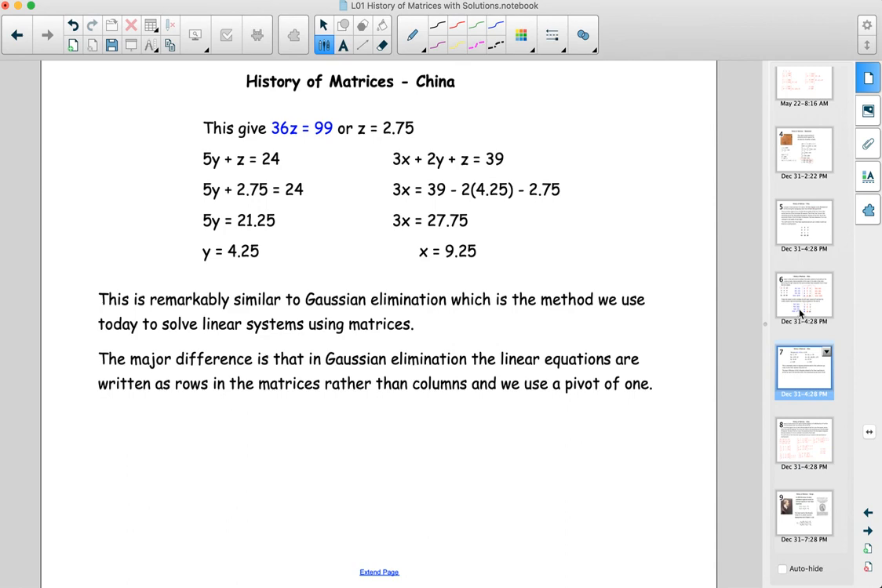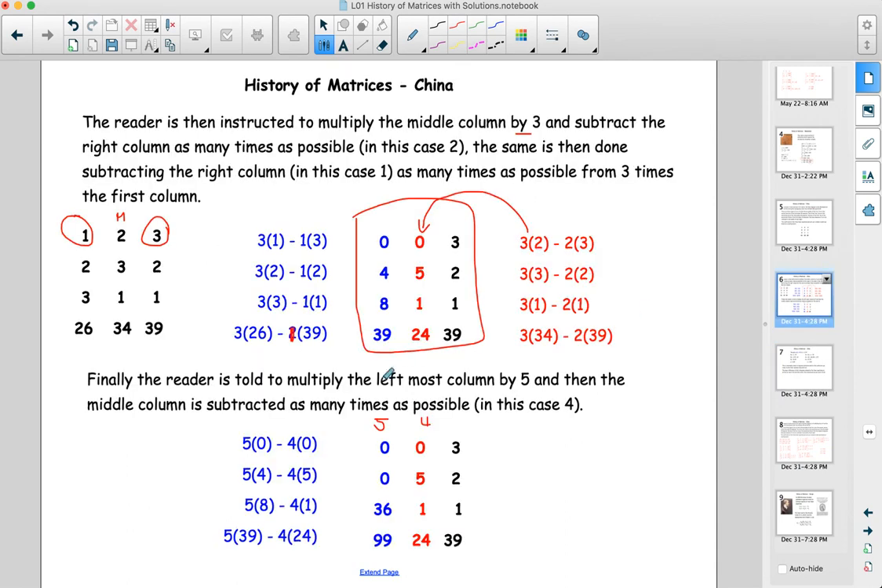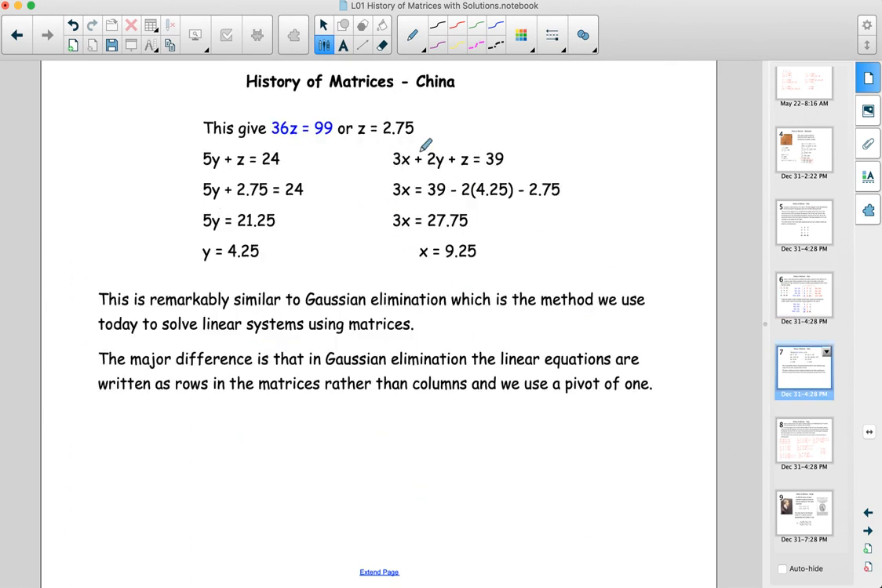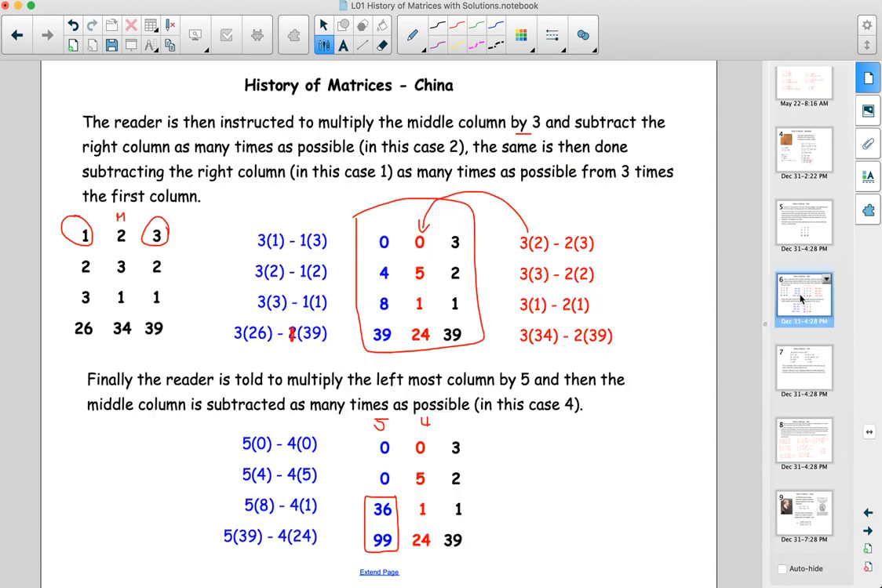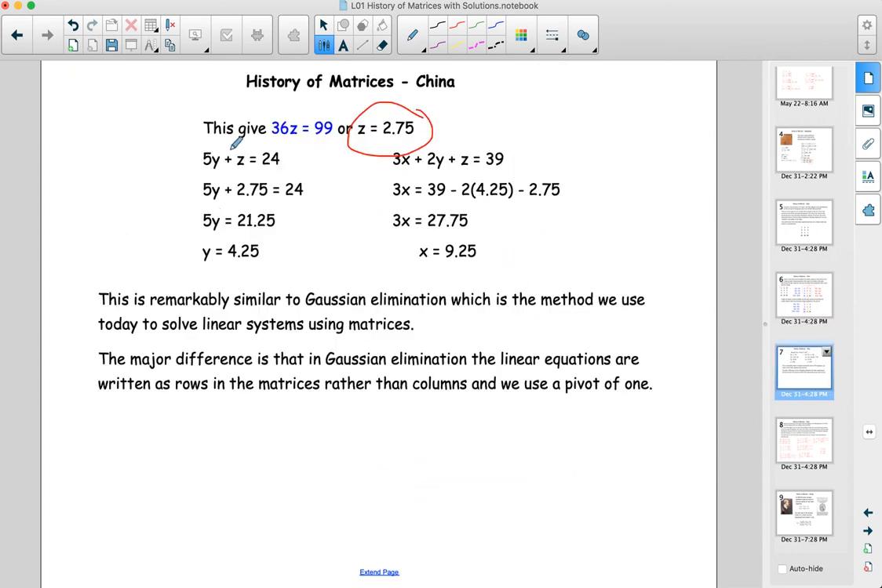This is going to give that 36z is equal to 99 based on what we have left now. We have 36z is equal to 99. That gives us that z is 2.75. And then we will go backwards to here. We've got 5y plus z is equal to 24, but we now know what z is. So 5y plus z is 24. That gives us y is 4.25.